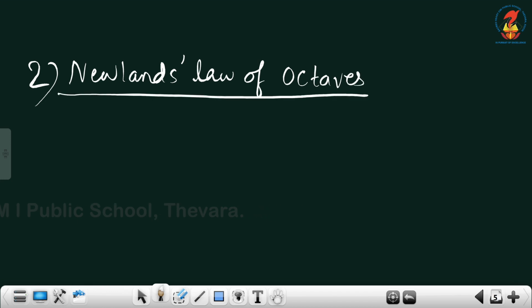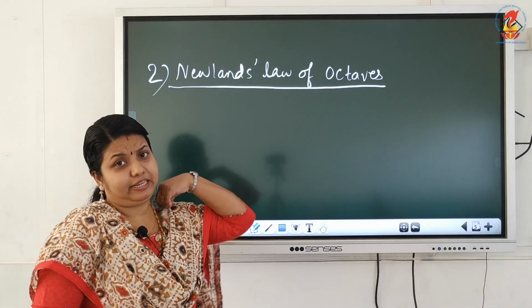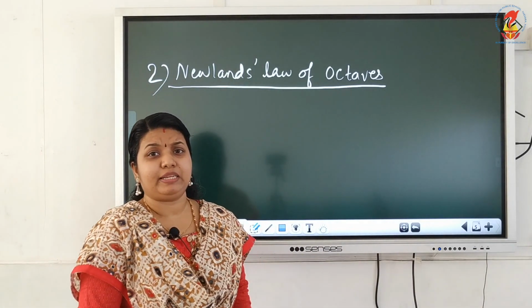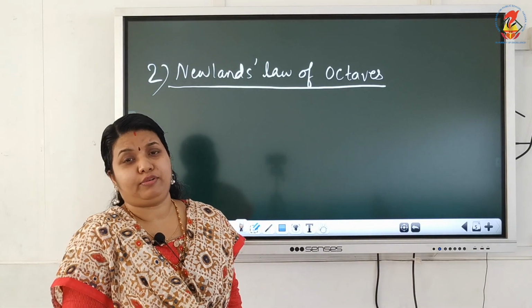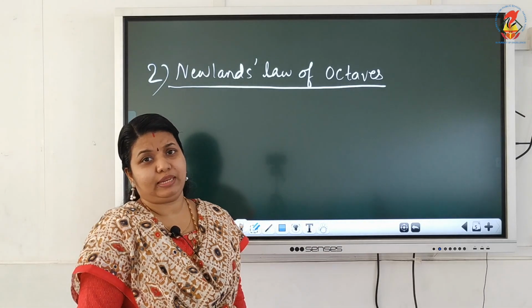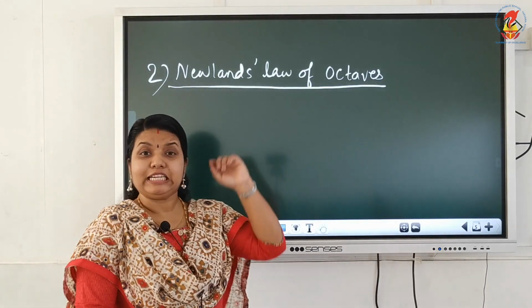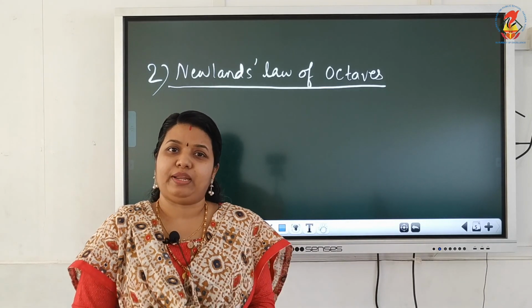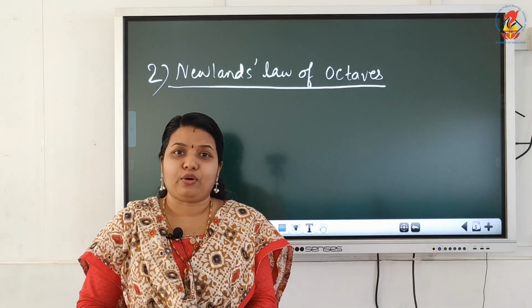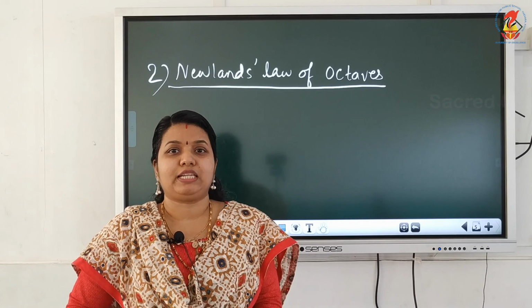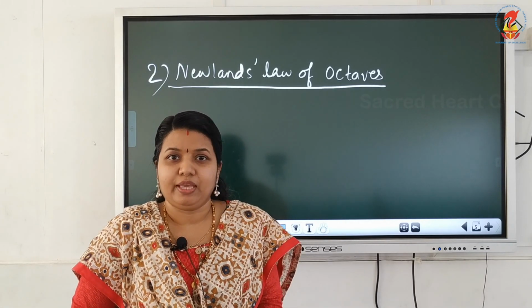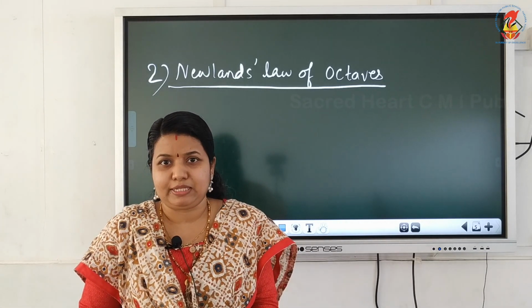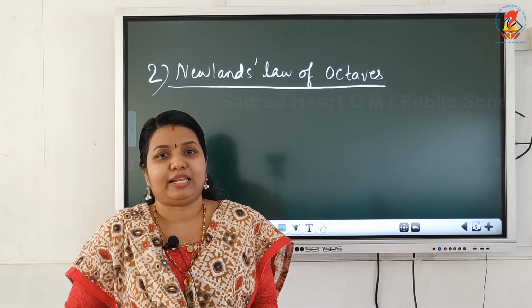The second earlier attempt at the classification of elements is Newlands' Law of Octaves. It was made by an English scientist, John Newlands. He arranged the then known elements. At the time of John Newlands, 56 elements were known. He arranged the then known elements in the increasing order of atomic mass.